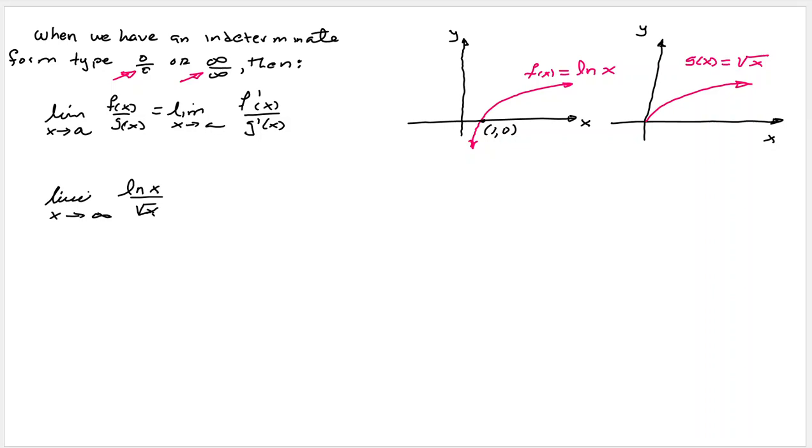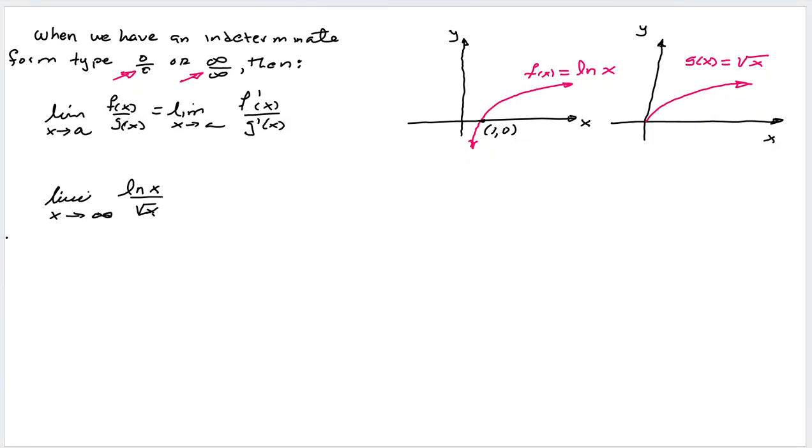Hello students, in this exercise we're going to apply the L'Hôpital rule to find the limit of an indeterminate form infinity over infinity. So you know that L'Hôpital's rule says that when we have an indeterminate form, either of the type 0 over 0 or infinity over infinity, we can say that the limit when x approaches a of f of x over g of x, which gives you this indeterminate form, is going to be equal to the limit when x approaches a of the first derivative of f of x over the first derivative of g of x.